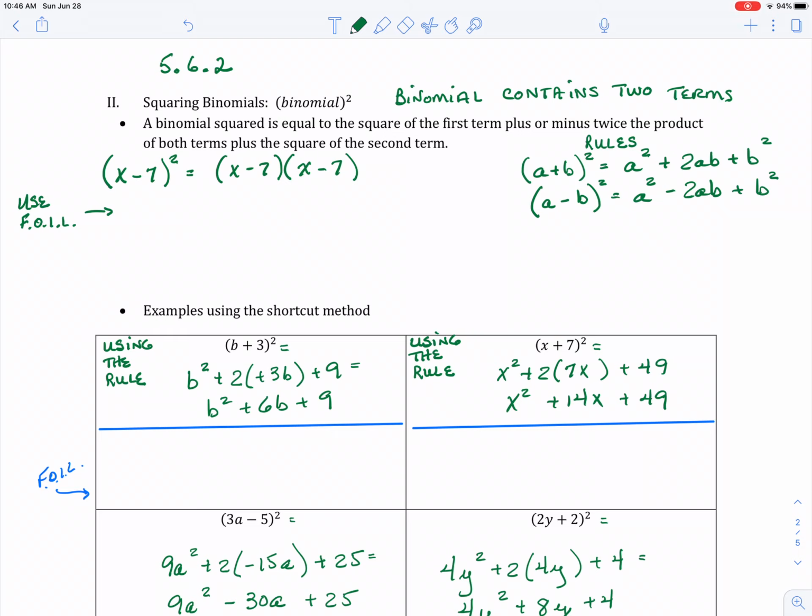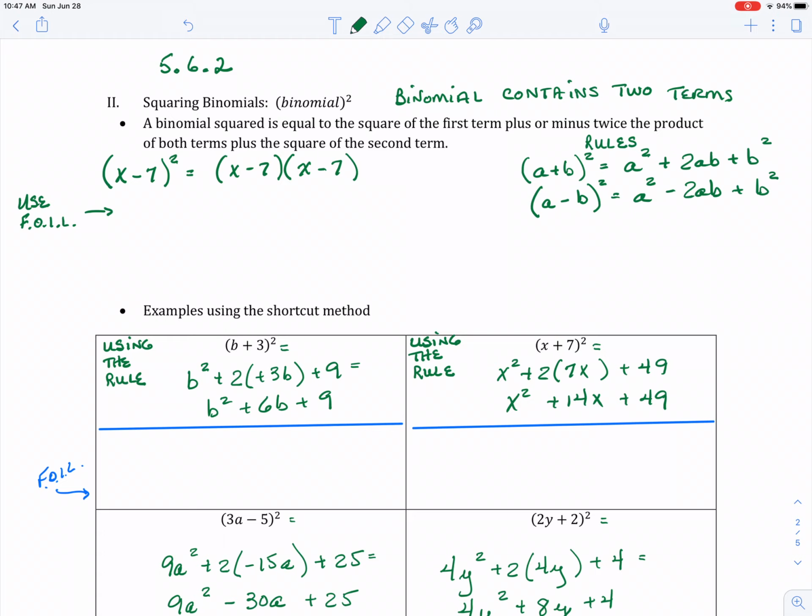I've given you x minus 7 and put the exponent 2, so that's the way it looks when you see a binomial squared. And what that means is that you use that base x minus 7 as a multiplier twice. So I'm going to do it the long way first, and then I'm going to go over to the side and talk about the rule.